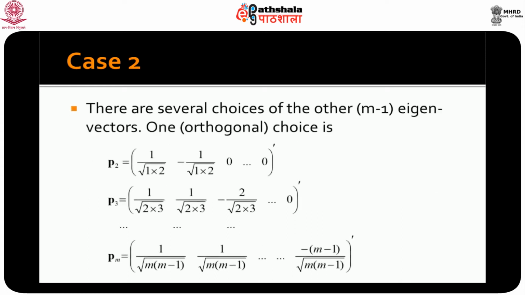The remaining eigenvectors can be obtained orthogonal to this. Mind you, the remaining would have m minus 1 linearly independent vectors, and you can always orthogonalize them. There are several choices for the remaining eigenvectors, and one of the very standard ones is taking P2 to be 1 by root of 1 into 2, minus 1 by root of 1 into 2, and the remaining 0; P3 equal to 1 by root of 2 into 3, 1 by root of 2 into 3, minus 2 by root of 2 into 3, and the remaining 0; and so on and so forth. Each of these is now orthogonal to each other, but there are several other choices as well.